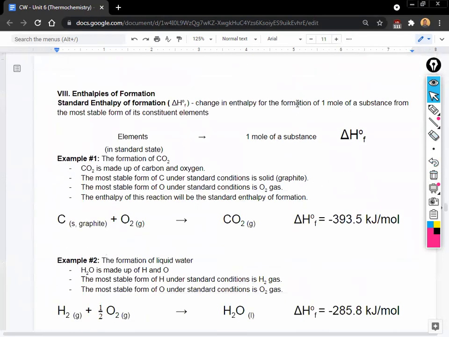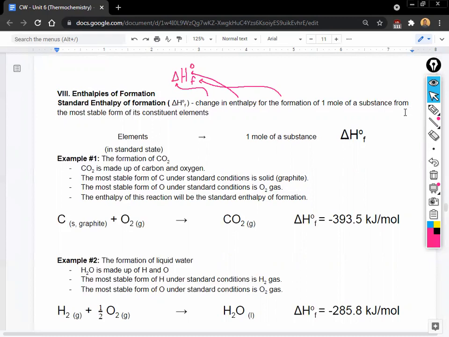Okay, so there's so many different types of enthalpy, but standard enthalpy of formation, and even the symbol is very confusing because it's delta H, right? So change in the enthalpy, it has this circle, which means standard of formation. Okay, so very confusing symbol, and unfortunately, you have to get familiar with what all these symbols are. But the standard enthalpy of formation is just a change in enthalpy, right? Change because it's the triangle delta in enthalpy, which is H, for the formation, which is going to be the F, for 1 mole of a substance from the most stable form of its constituent elements.